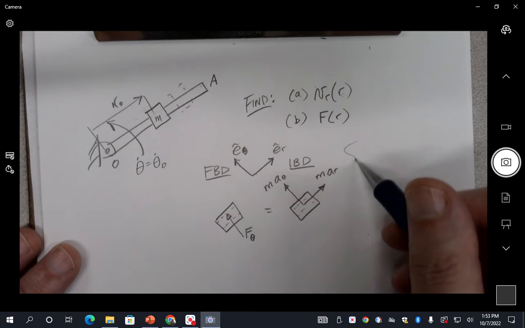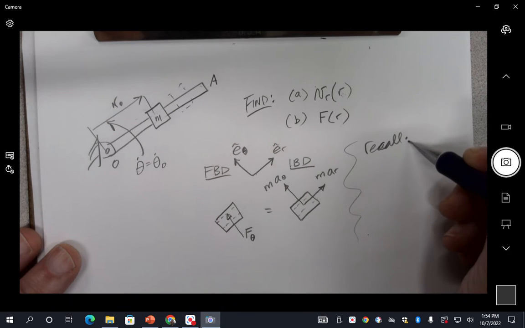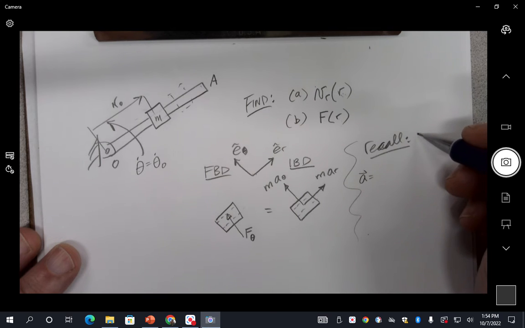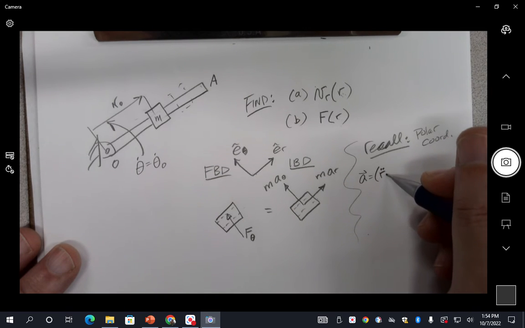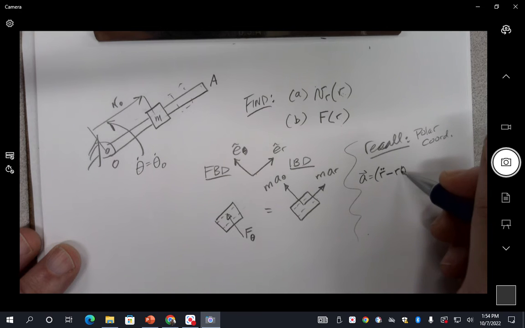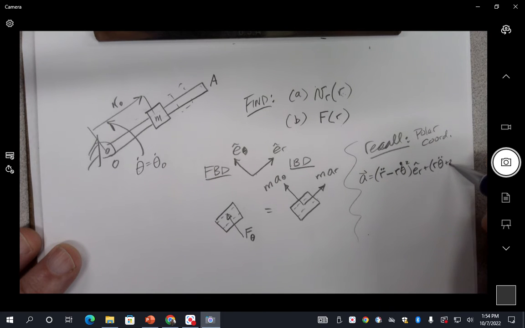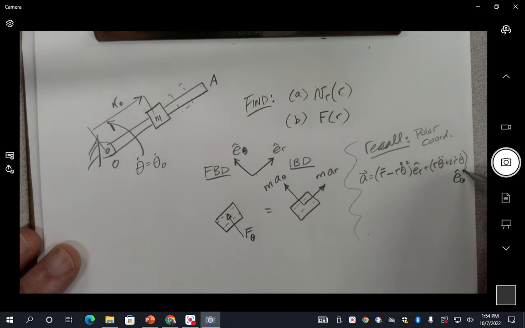Let's take a step back here. A little aside. Recall that the acceleration in polar coordinates is r double dot minus r theta dot squared, e_r, plus r theta double dot plus 2 r dot theta dot, e_theta. Squeeze it in there.